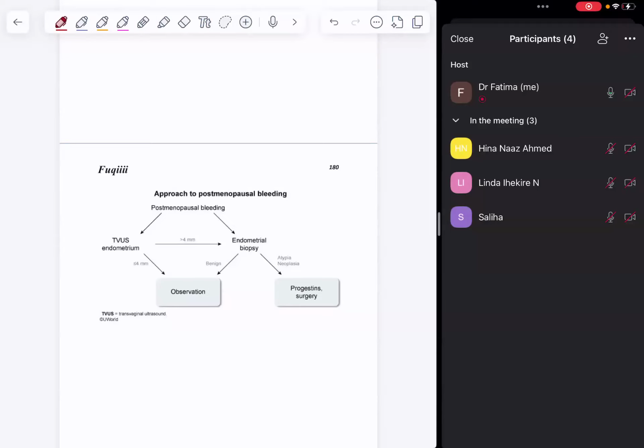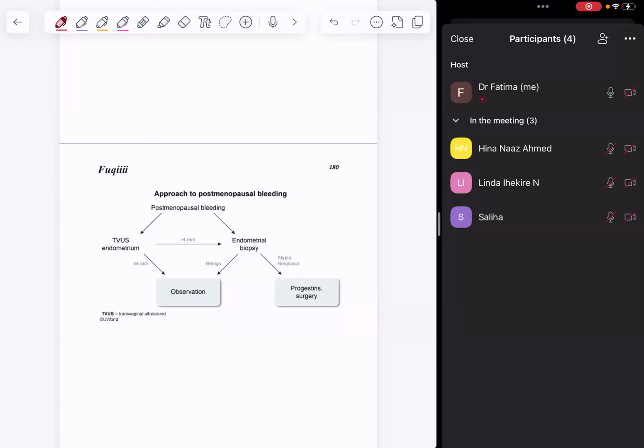Then we have this algorithm explaining approach to postmenopausal bleeding. First of all, you have to identify the clinical problem. Any bleeding that occurs after menopause, which means if there are no periods for more than or equal to 12 months, and then there is some bleeding, that is considered as abnormal until proven otherwise. The main goal of evaluating postmenopausal bleeding is to rule out endometrial cancer.